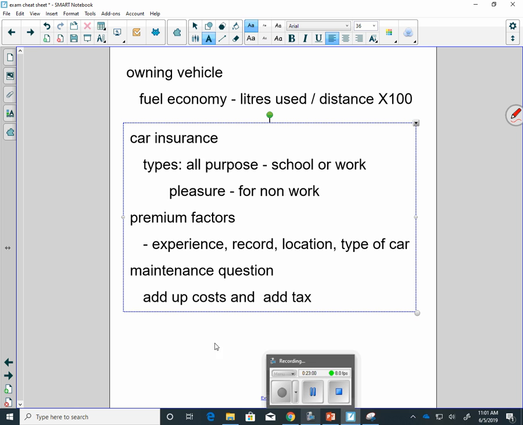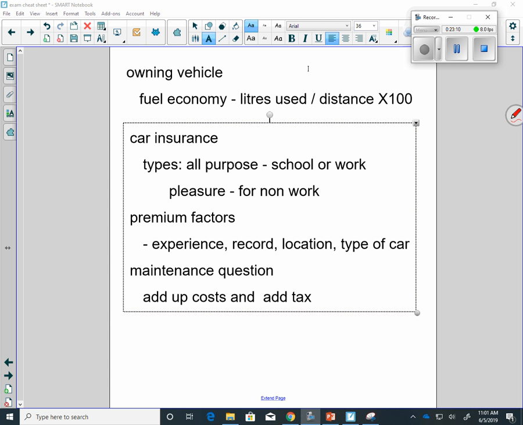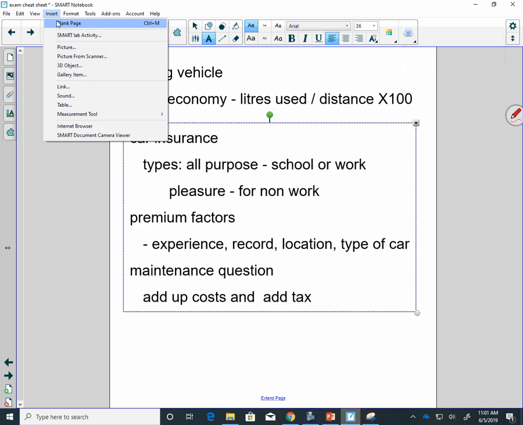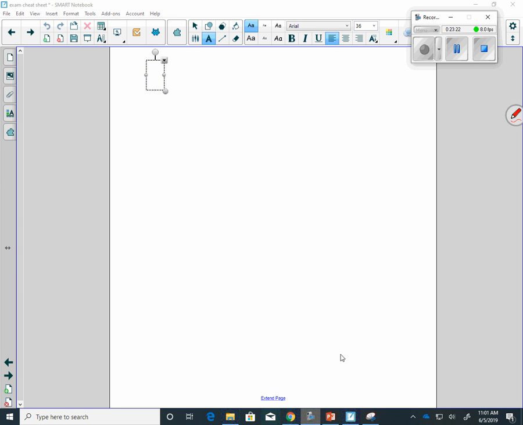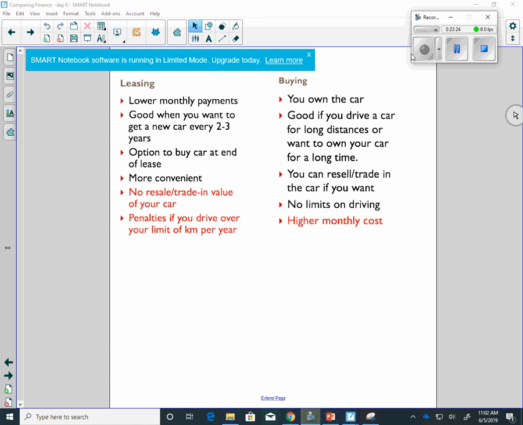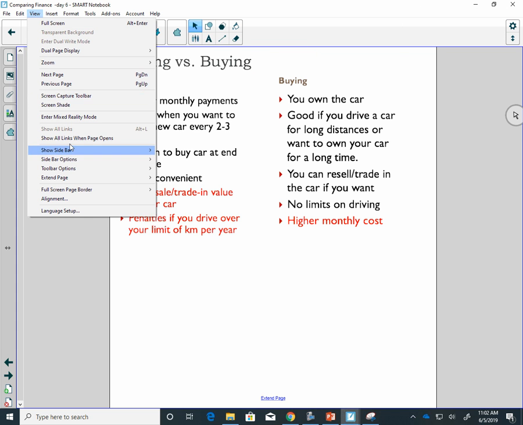Now I'm just going to go to another page here. On the last page there is comparing financing, right? It's the advantages of leasing and buying. I'm just going to show it here. Let me see if I can find it. You should probably jot a few of these down. Make it bigger.